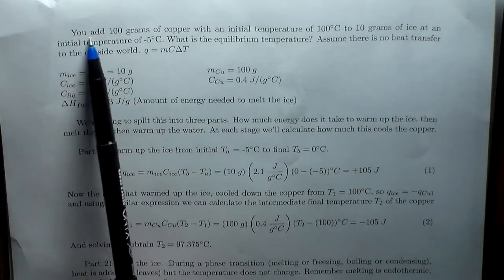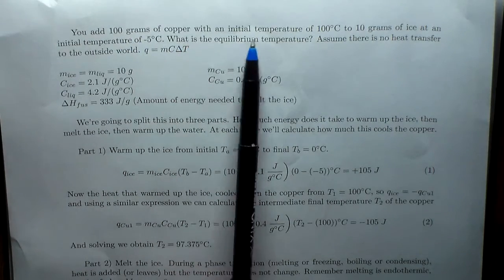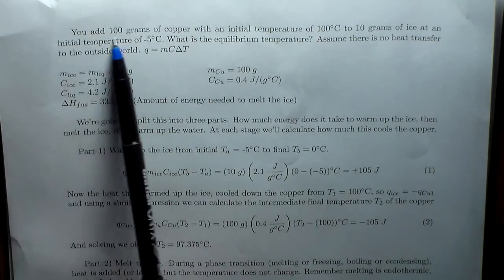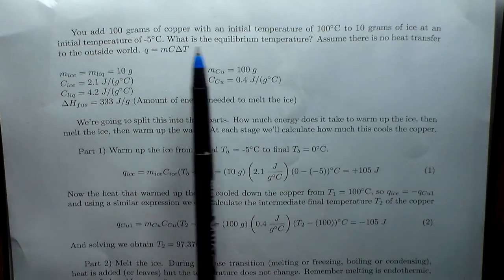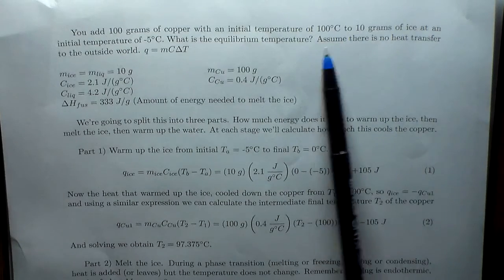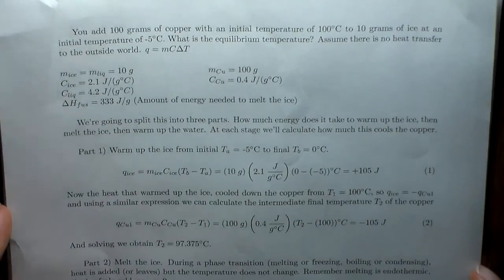So now onto this example where we're going to be adding some hot copper that has an initial temperature of 100 degrees Celsius to 10 grams of ice that has an initial temperature of negative 5 degrees Celsius. So what is the equilibrium temperature? Okay. What we're going to do is assume there's no heat transfer to the outside world, and just assume that all the heat from the copper goes into the ice, melts it, and reaches water, and they're going to be at a nice equilibrium temperature here.